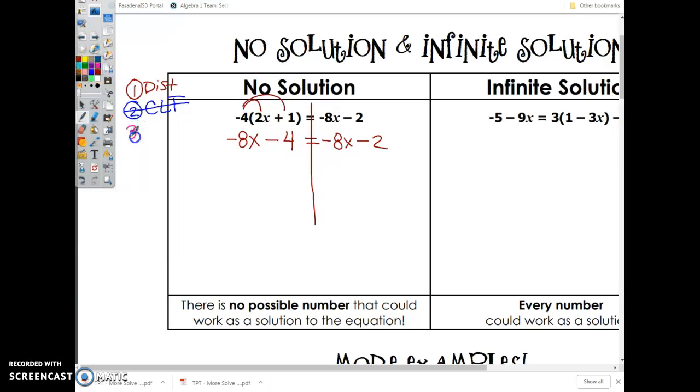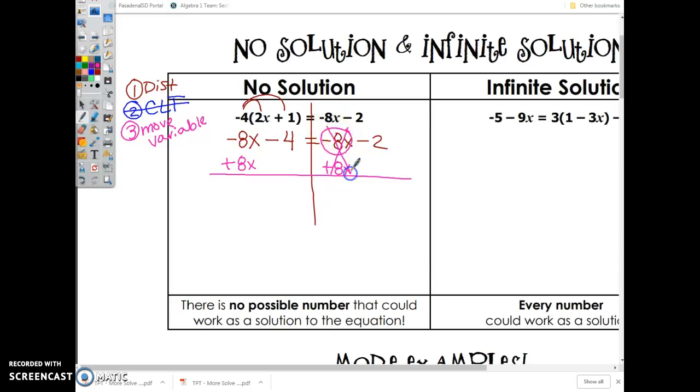Step 3. Move the smallest variable. Well, which one's the smallest variable? They're both the same, right? This one's -8x, this one's -8x. So does it matter which one I move? No, let's move this one. How do you move it? Add, because it's a negative. So we're going to add 8x to the other side.